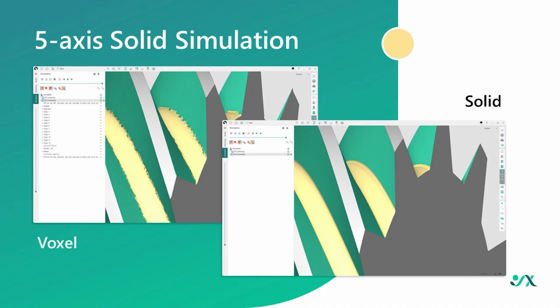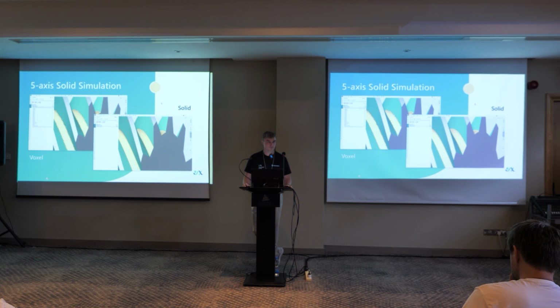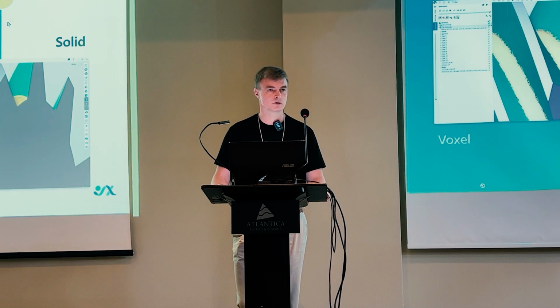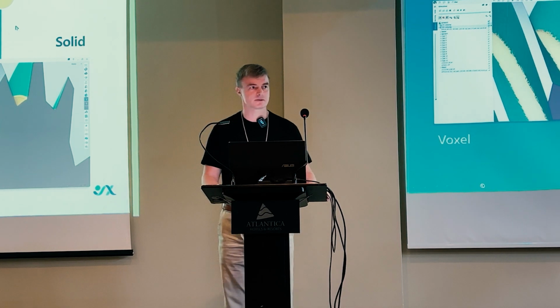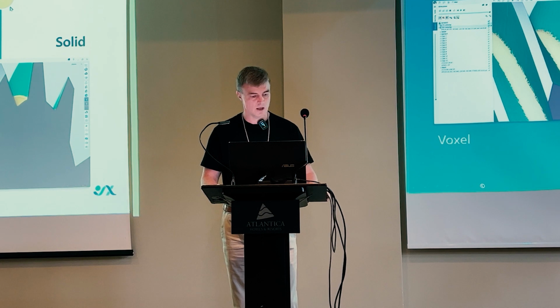is solid simulation. You know that in SprutCAM we have two modes for the simulation. Voxel mode, it's very fast, and there is another, solid mode. Solid mode is high tolerance and very good, and right now in version 17 we can simulate 5-axis motion. In version 16 we could simulate only 3-axis motion, and let me demonstrate it.